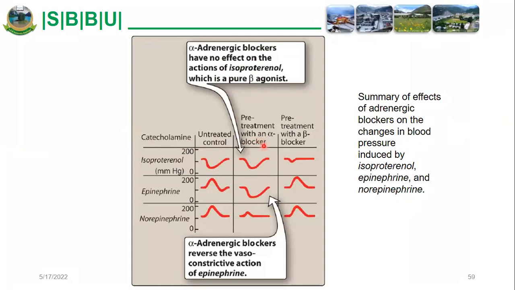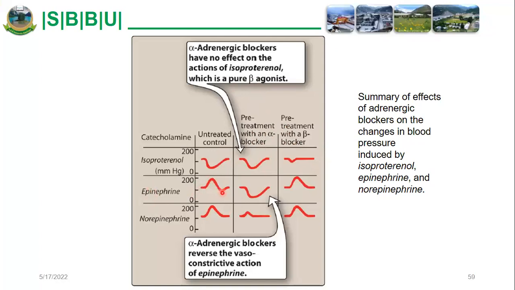Pre-treatment with alpha blockers has no effect on isoproterenol. Pre-treatment with beta blockers also has no effect, as isoproterenol is a pure beta agonist. Isoproterenol is the pure beta agonist, so it doesn't have any effects on the alpha receptors.